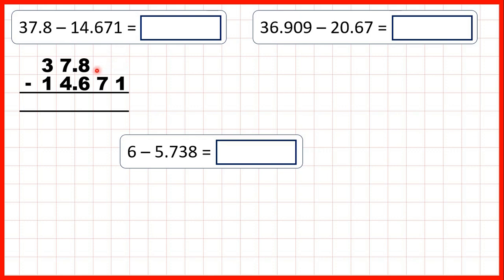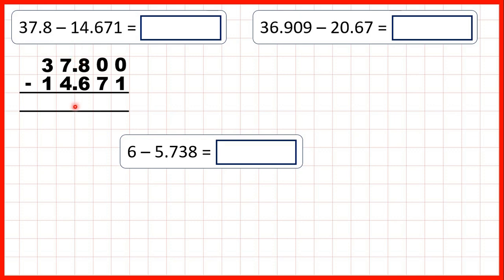Now we have some empty squares, and we can write zeros in empty squares, because 37.800 is the same as 37.8, so we haven't changed the question, because all these zeros tell us is that we don't have any hundredths or thousandths in the number 37.8.